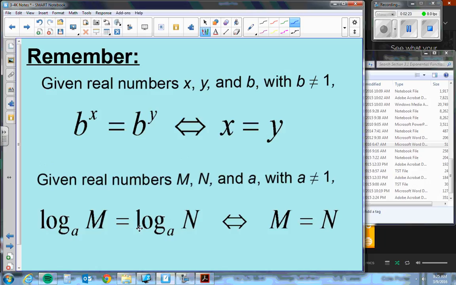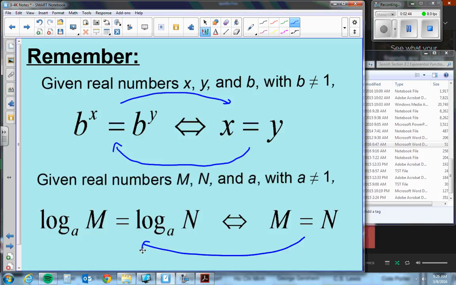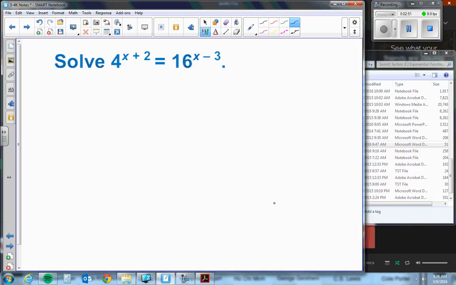Same applies with the logs. If you have a single log on both sides with the same base, then the arguments can be set equal. The symbol here in the middle, by the way, stands for if and only if, which basically means it works both ways. So if I give you this equation, you can rewrite it. If you're starting with any equation, you put both sides on a common base. And if I start with this, you can take the log of both sides. Or if you can get it to where it's a log on both sides, you can drop the logs. All right, let's get to work.